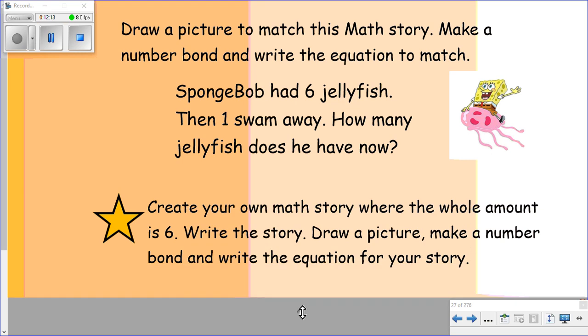The other assignment for you is to create your own math story where the whole amount is 6. Write the story, draw a picture, make a number bond, and write the equation for your story. I can't wait to see your stories. Maybe you will make your story be about your favorite cartoon character, or a character from a book you've been reading, or a movie that you've been watching. Or you can make your math story be about you or your family. So have some fun, and just make sure that your math story starts with 6, and you have to decide how many are going away, or if it's about food, how many get eaten, or if it's about animals, they could fly away or run away or jump away or hop away, something like that.